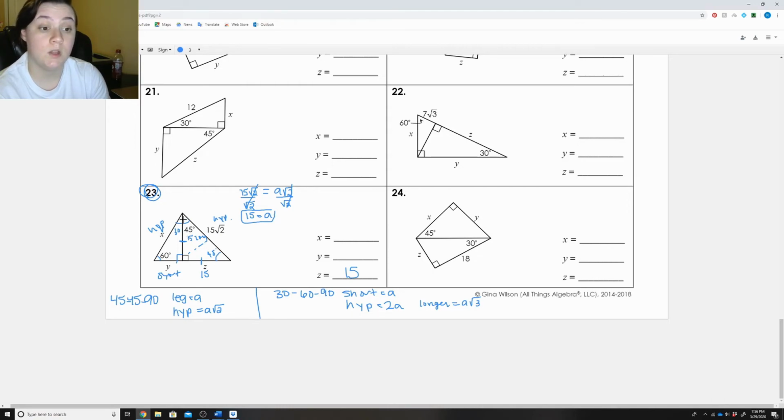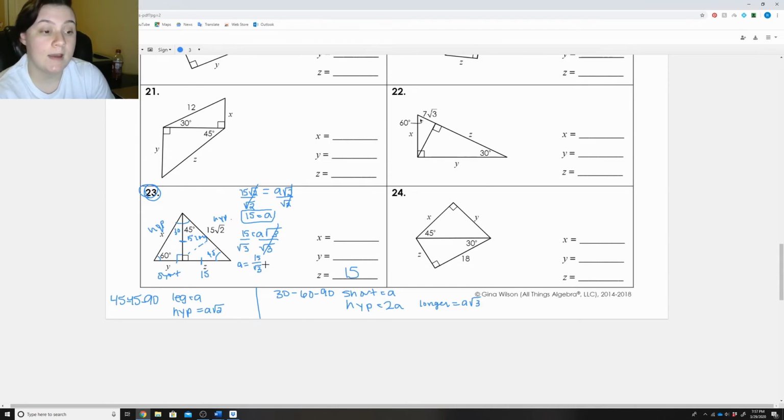So we know that the longer side is going to be that 15. So that 15 is equal to whatever the longer side is equal to, which is a square root of 3 in this case. So to solve for a, we're going to divide by that square root of 3 on both sides. Cancel out on this side, but not on that side. So that's going to give us that a is equal to 15 divided by the square root of 3.